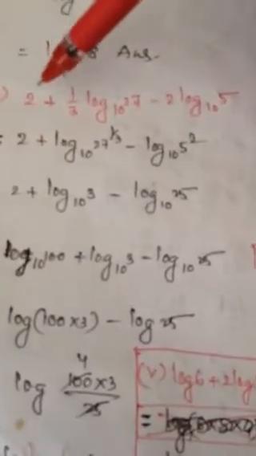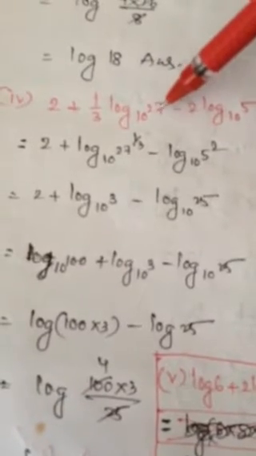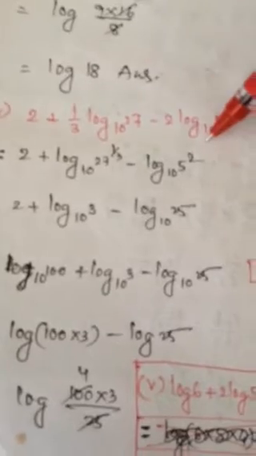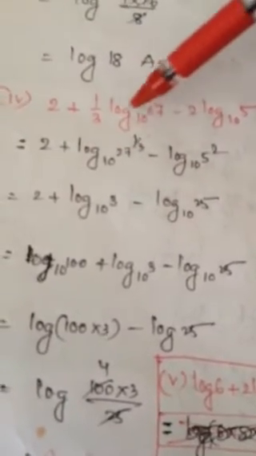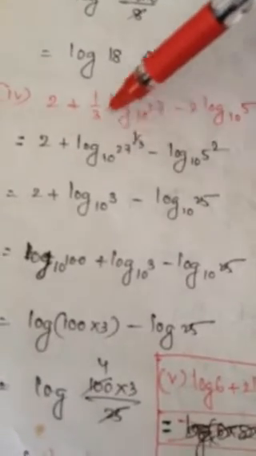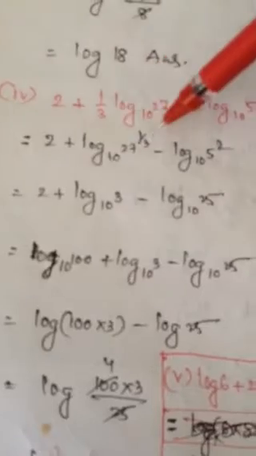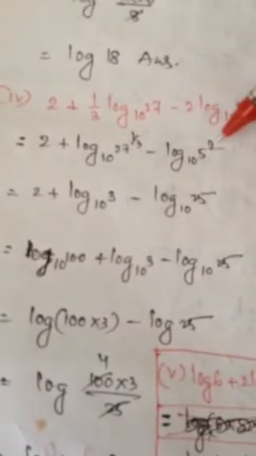Number 4: 2 plus 1 by 3 log 27 base 10 minus 2 log 5 base 10. First I have to remove the number before the log. This 1 by 3 went there as an exponent. This 2 is written here as an exponent.